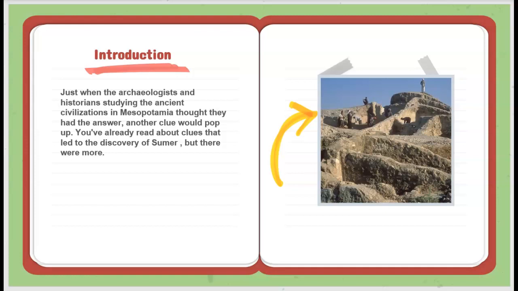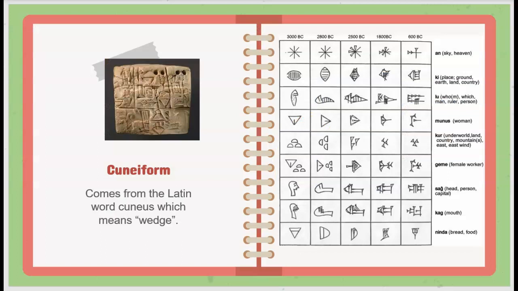So introduction. Just when the archaeologists and historians studying the ancient civilizations in Mesopotamia thought they had the answer, another clue would pop up. You've already read about the clues that led to the discovery of Sumer, but there were more. Cuneiform. Cuneiform comes from the Latin word cunos, which means wedge. And you can pause this video to take a look at this chart, which is really interesting to see how cuneiform has evolved throughout the centuries and throughout times.